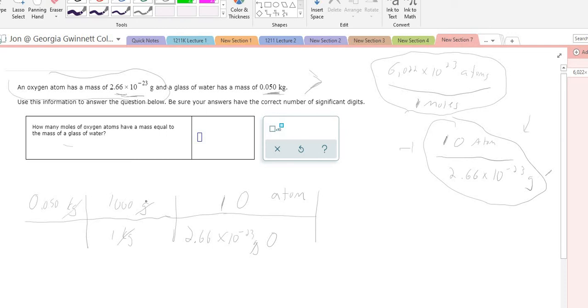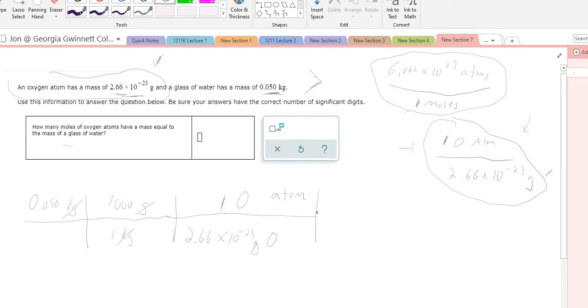So I always ask those 2 questions, right? Do my units cancel out, which in this case they do? And also, is this a true statement? For example, in 1 kilogram, is there 1,000 grams? Well, yeah, that's true. Is there 2.66 times 10 to the minus 23rd grams of oxygen in 1 oxygen atom? I don't know, that's what they told me, so I'm going to assume that they're right.